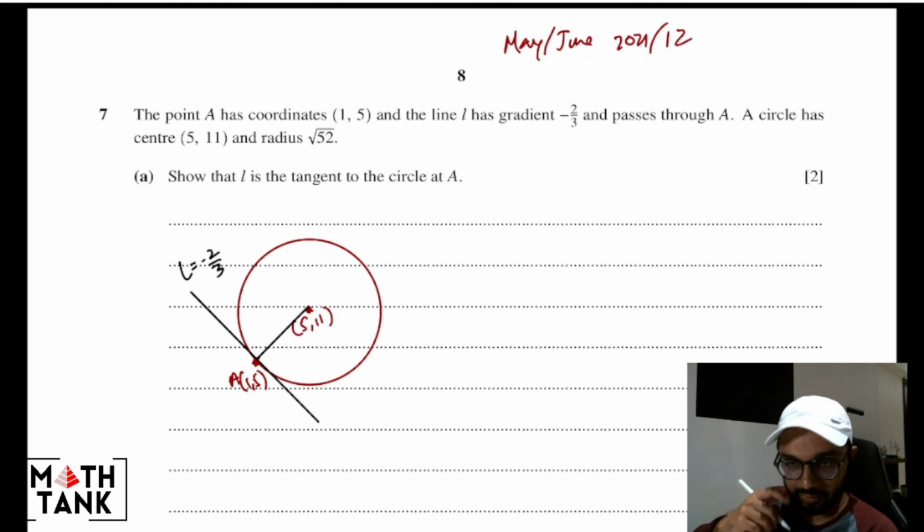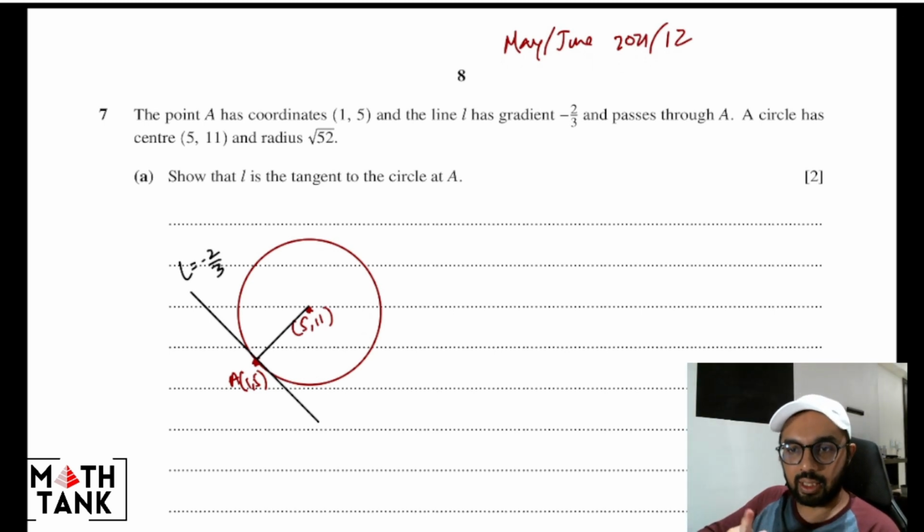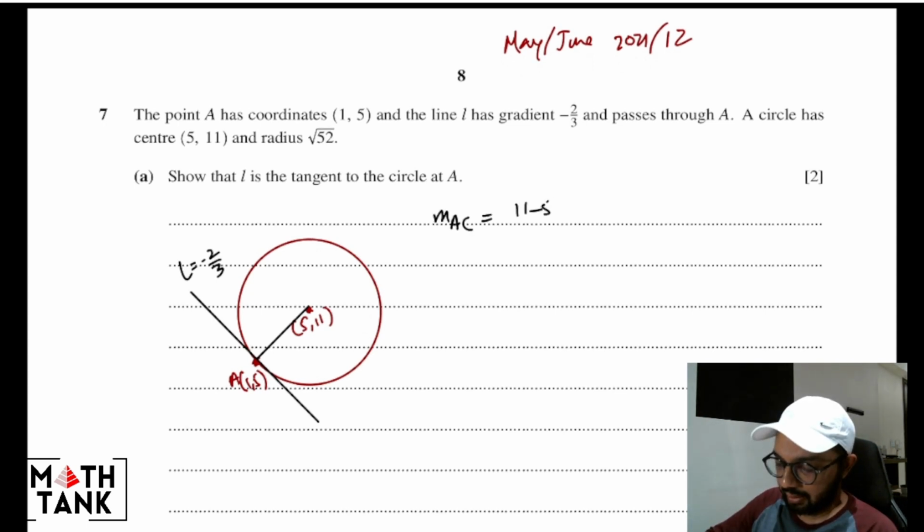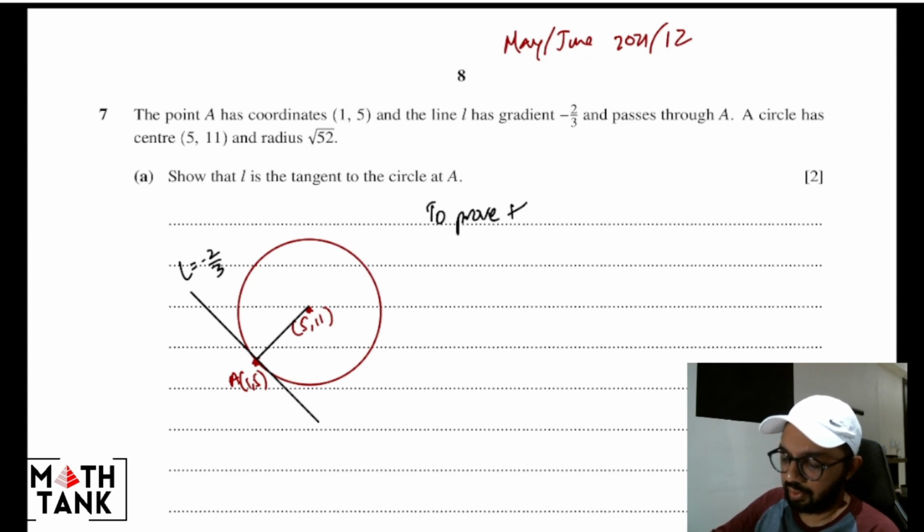I could construct the equations, solve them simultaneously, show that there is only one intersection point and that should solve the problem. Or I could just calculate the gradient of AC and say that since they are negative reciprocals of each other, and this point A is basically on the circle, I need to also prove that it's on the circle. How I'm going to prove that in a bit. Let's first just prove that. So I have to prove that A lies on the circumference.